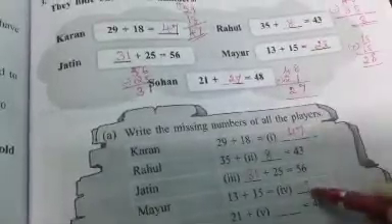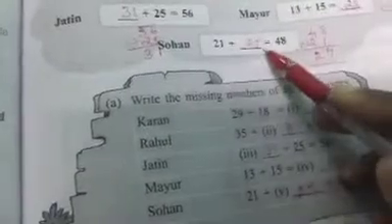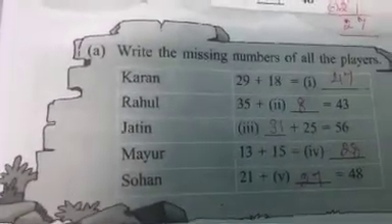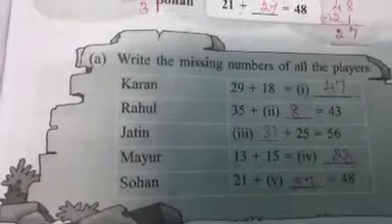13 plus 15 equal to what is the answer? 28. Fifth answer is 27. Here, 21 plus 27 equal to 48. You take and write this. Children, take a pencil and write it. Clear, okay? Are you finished?